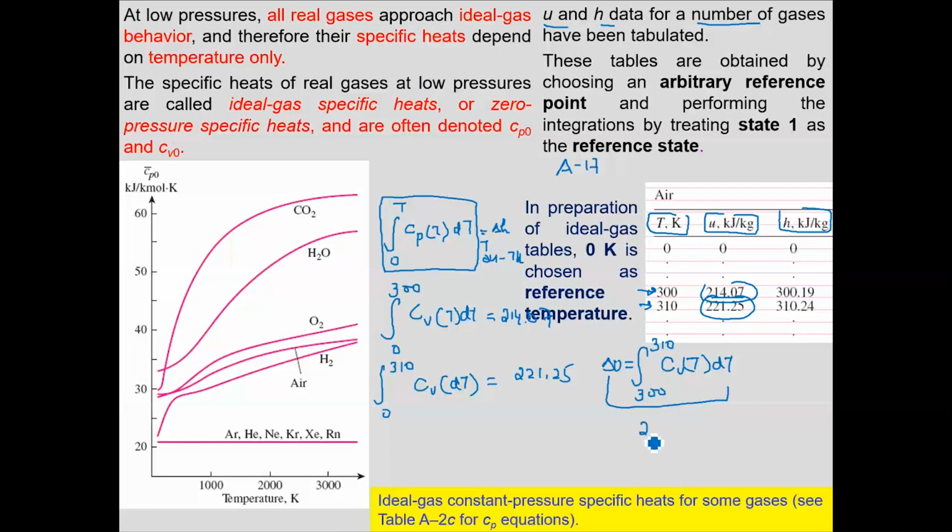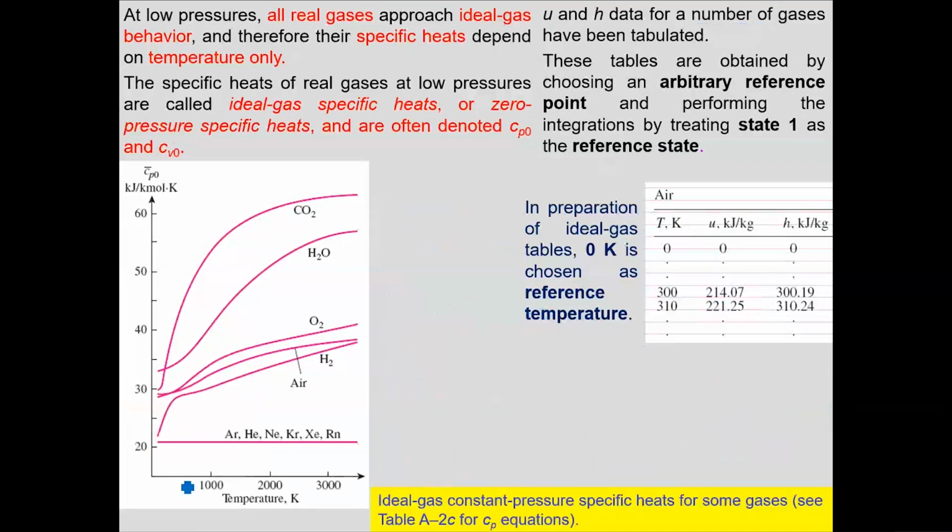That means 221.25 minus 214.07 would give me the change in internal energy of air as it moves from 300 to 310 Kelvin. I don't have to do the integration of Cv dT from 300 to 310 myself. I can use the table to find the value. Is this point clear to you?